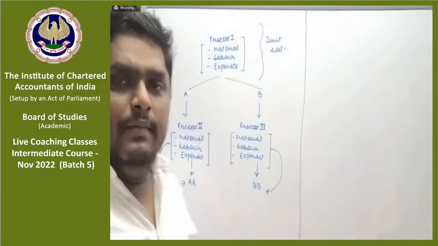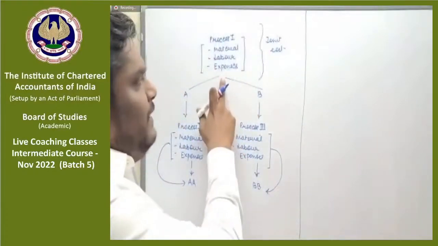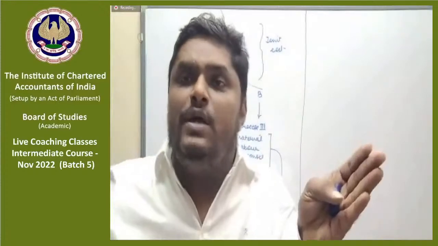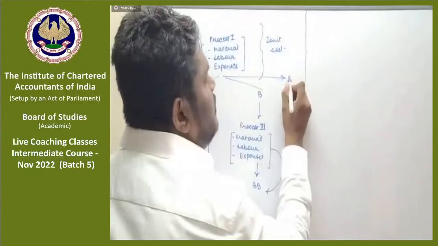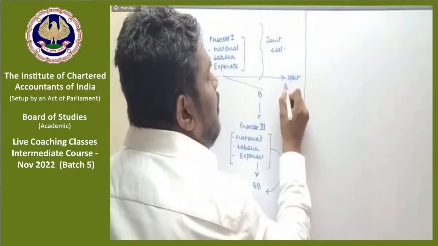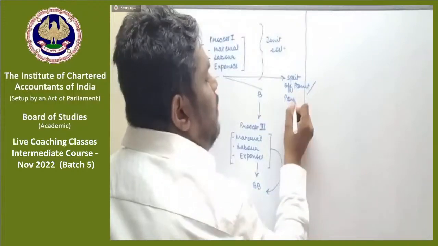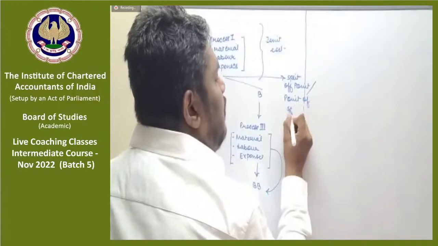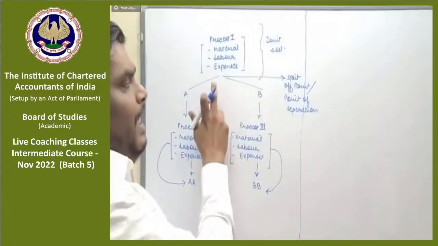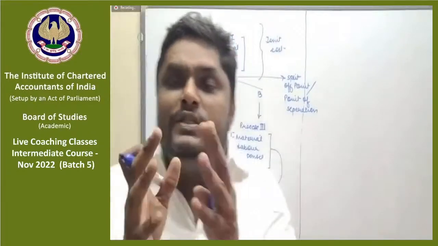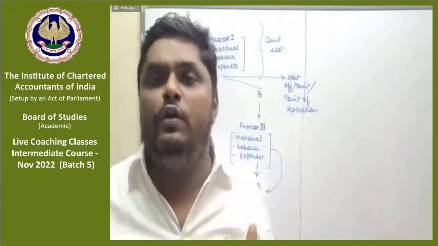One more point, split off point. What is split off point? This is the split off point wherein two products emerge out. So this point we call it as split off point, or we can say point of separation. At this point, the cost is to be separated among two products. So this is known as the split off point or point of separation.